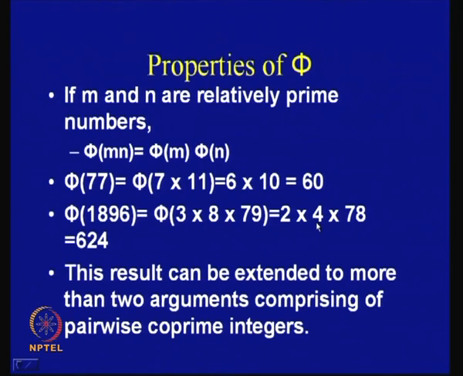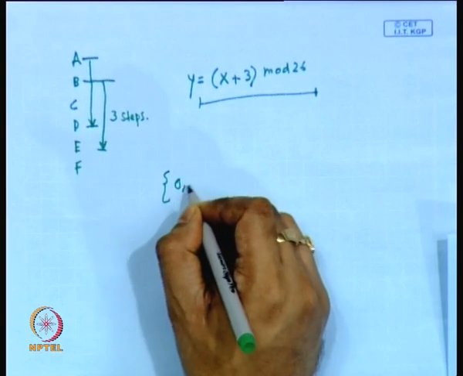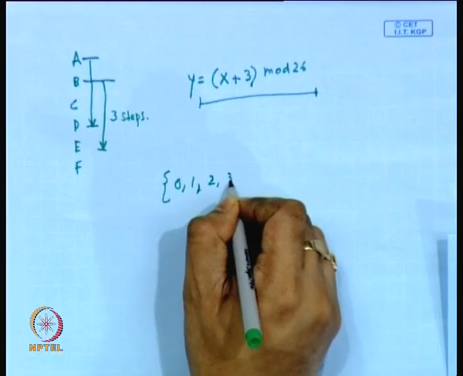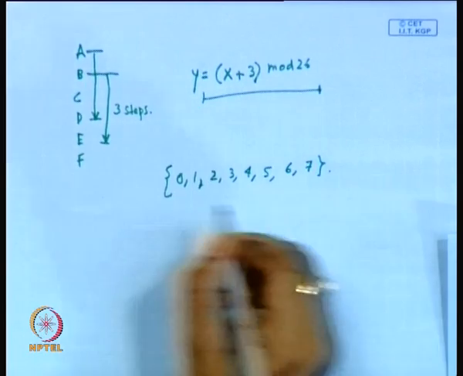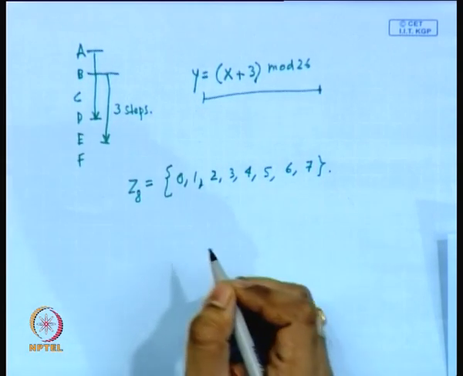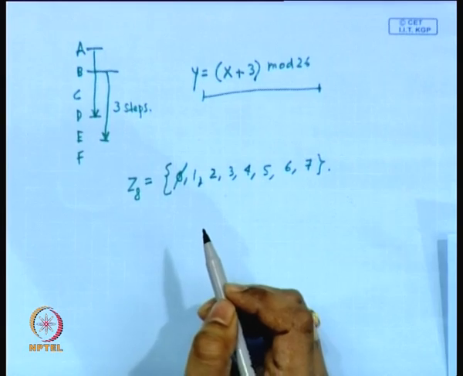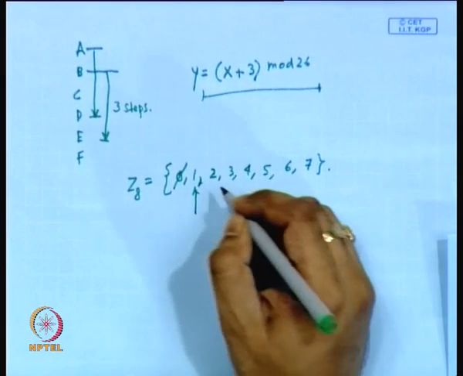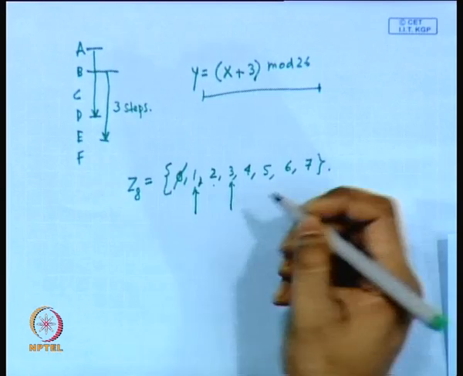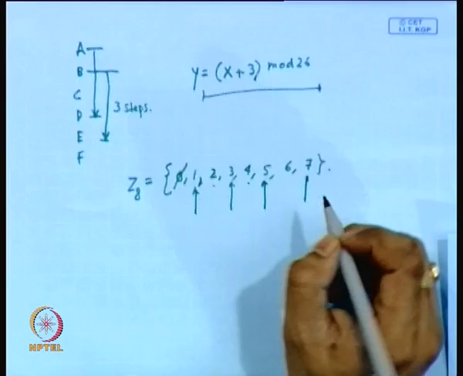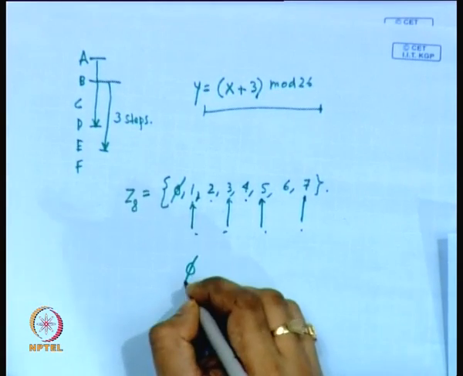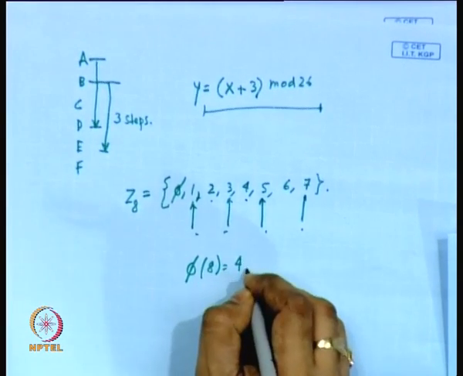Okay, so why is phi of 8 equal to 4? You can easily verify this, because if you take the numbers 0, 1, 2, 3, 4, 5, 6 and 7, these are the numbers belonging to Z8. Okay, you immediately cancel out 0. This is co-prime, this is not co-prime, this is co-prime, this is not co-prime, this is co-prime, and this is co-prime. So there are 4 such values, right? So therefore phi of 8 is equal to 4.